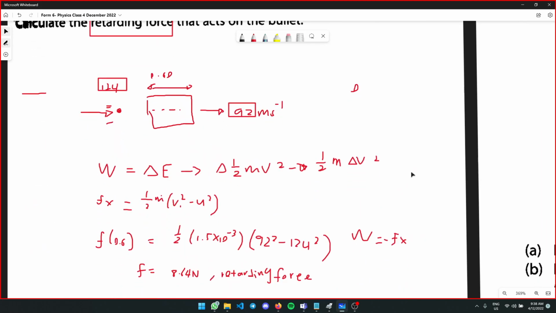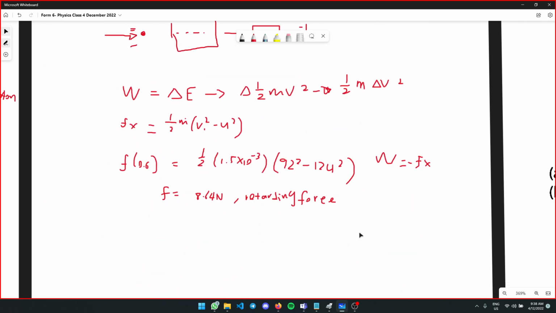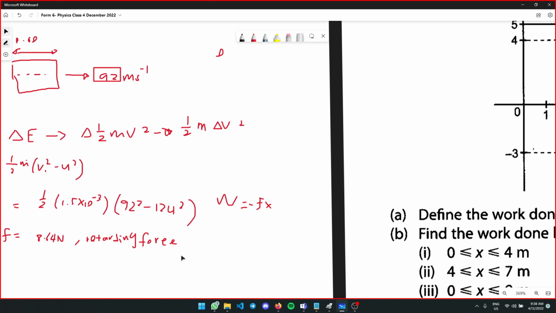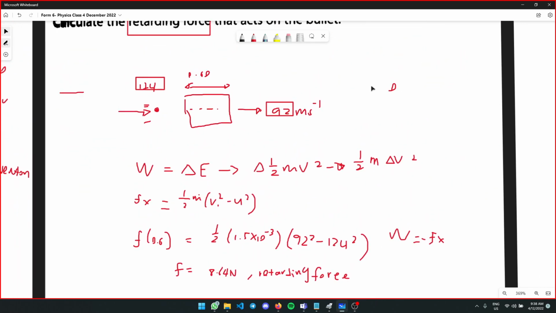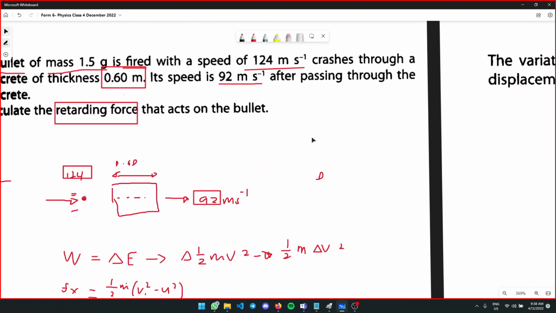Retarding. That's the retarding. Okay, so you just mentioned this also retarding. Okay, this one is a bit more straightforward now, okay?